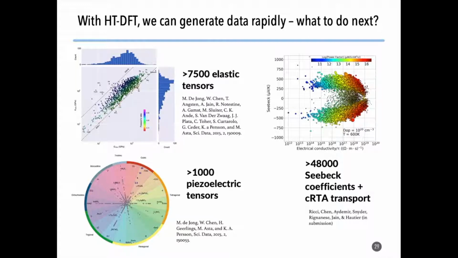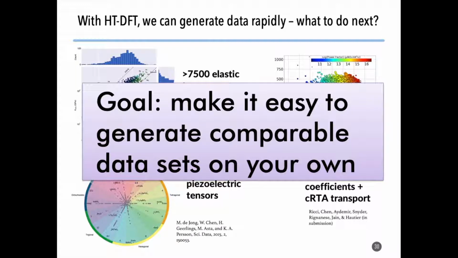But we've also computed lots of full elastic tensors of materials, about 7,500. I think in experiments, about 500 full elastic tensors are known, and about 1,000 piezoelectric tensors, and many more band structures and other sorts of computations. So certainly here at Berkeley, we can generate lots and lots of different materials data sets. What we wanted to do, though, is to make it easy for other researchers to generate comparable data sets on their own. So anyone in the world can generate whatever data sets they want for whatever purpose they need.